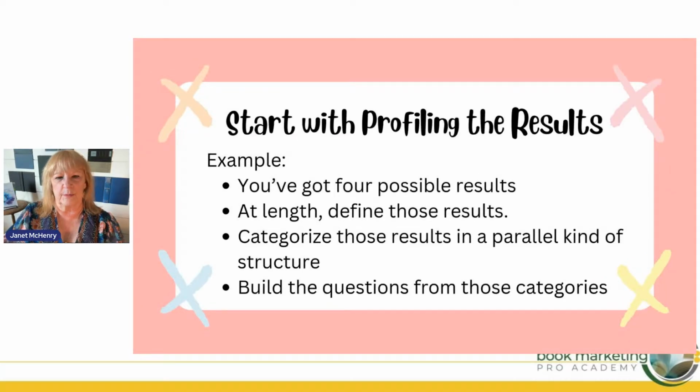So start your quiz by profiling the results. In other words, you've got potentially 4 different kinds of results, and you should define those at length. Think of all the different ways that you could define them, and then categorize them in a parallel kind of structure. So you've got your results at the bottom, and you create your question, and each of those answers are going to be different. Then you build the questions from those categories, but you have to have a parallel sense of understanding about the behavior for each of those 4 results.